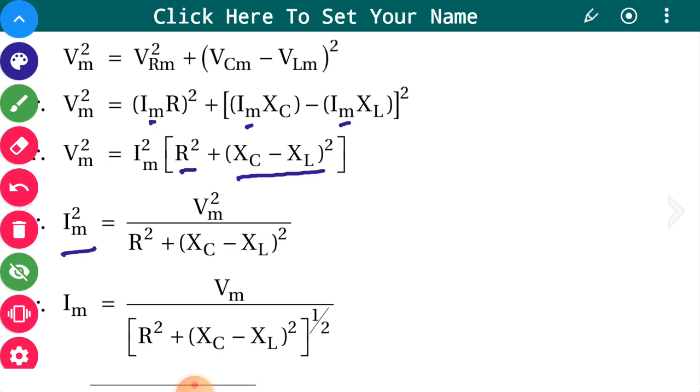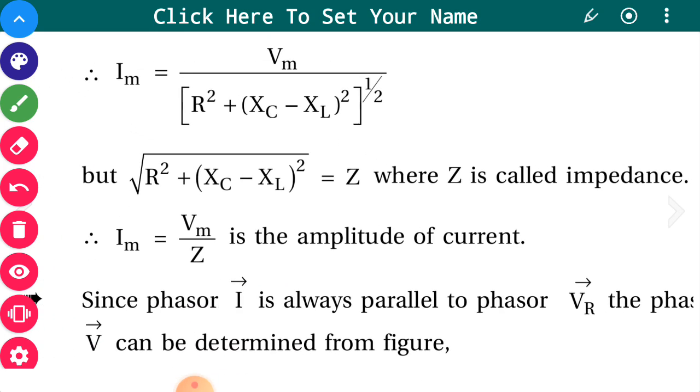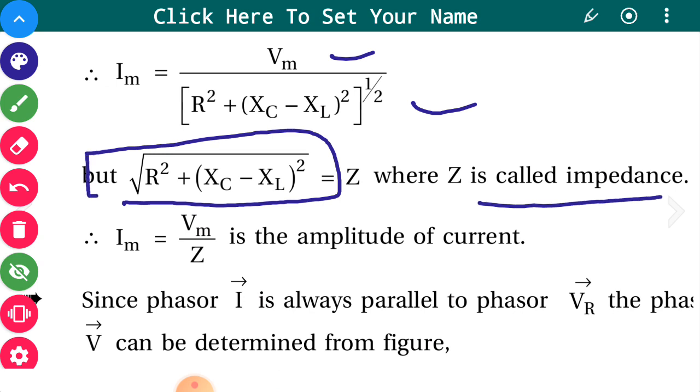So we can make Im square the subject of the formula: Vm square upon R square plus XC minus XL the whole square. If you take the square root, you will get Im equal to Vm upon the square root of R square plus XC minus XL the whole square, which can also be written as raised to 1 by 2. Here this value which we got is again Ohm's law, try to understand. This is voltage upon resistance, and this value here is known as the impedance of the circuit.